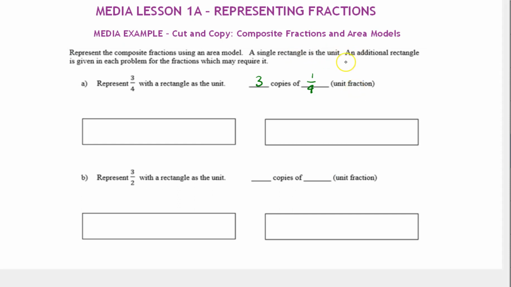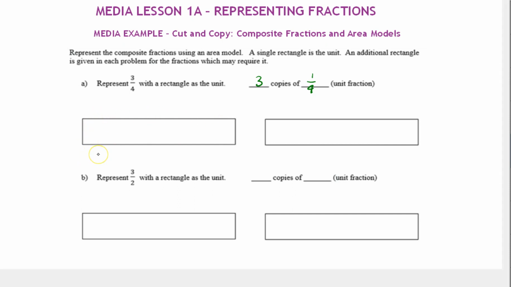Notice in the directions that an additional rectangle is given in each problem for the fractions which may require it. And in this case, if we break the unit into 4, we have 3, we won't need the extra. So it's there if we need it, and we'll see examples like that later. So here is my unit.